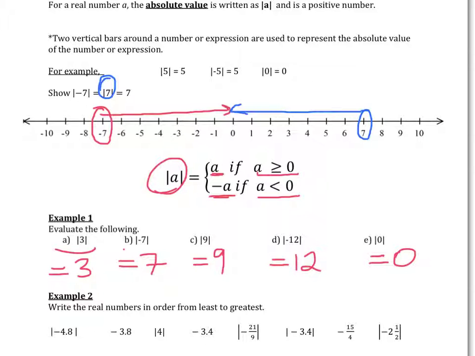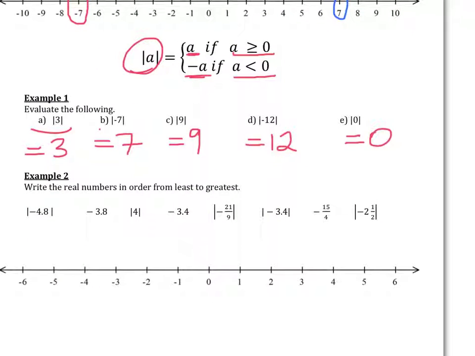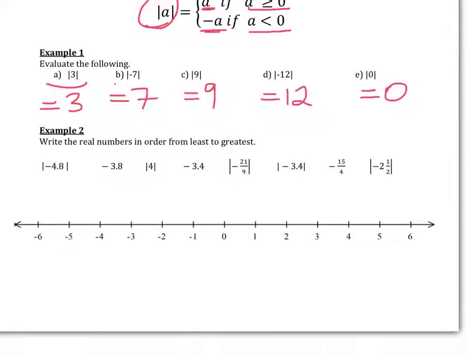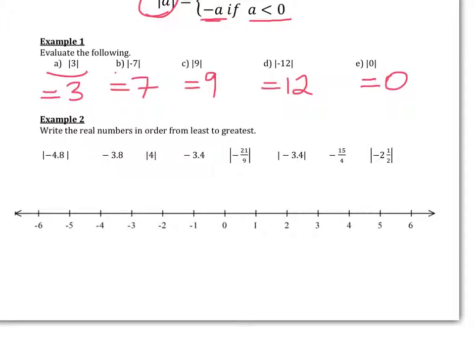All right, so now looking at our next question here, we're going to try to write the real numbers in order from least to greatest. So a good idea is to have a look at where these numbers fall on the number line. So take a second and evaluate what each number is.